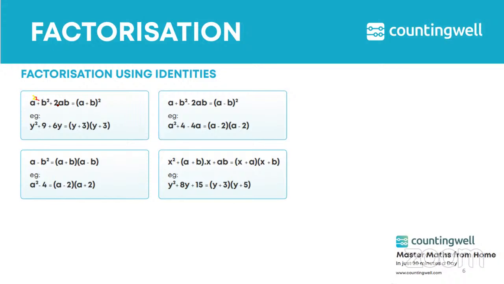a square plus b square plus 2ab is nothing but (a plus b) whole square. a square minus b square is nothing but (a plus b) into (a minus b). a square plus b square minus 2ab is nothing but (a minus b) whole square. And here we have x square plus (a plus b) into x plus ab, which is (x plus a) into (x plus b). Okay. So let us see how to apply these identities.